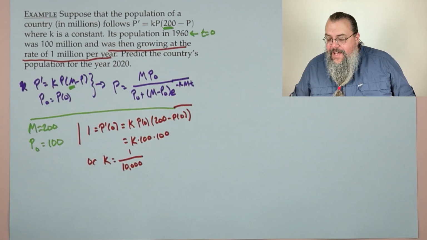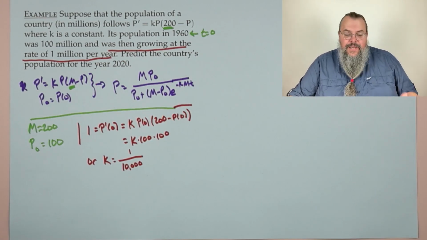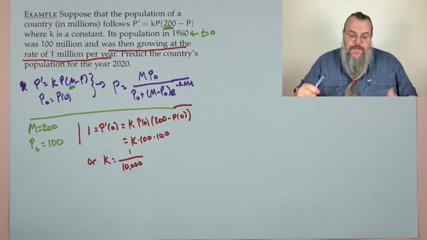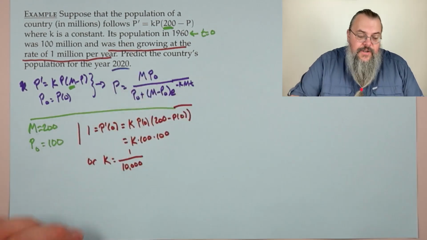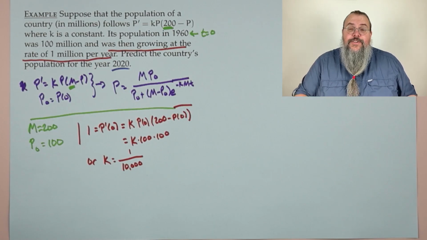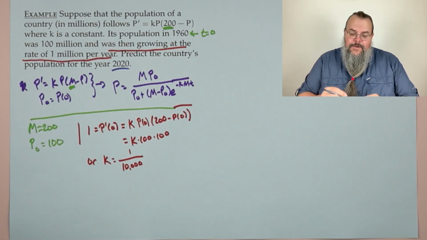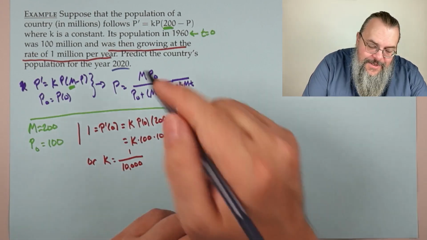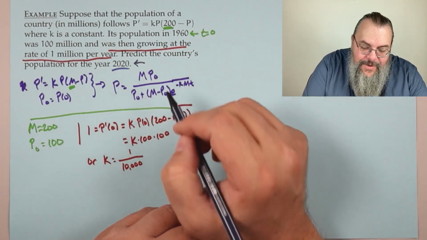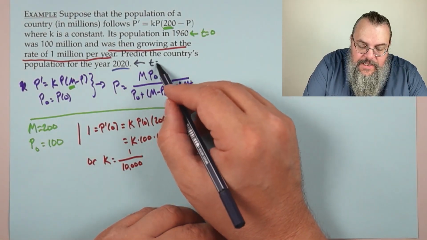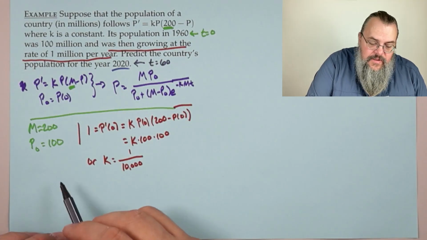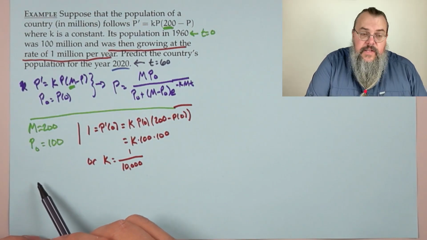Nice. All right, so now we have our P, and we just found our M, we have our K, and what do we need? Well, we need our population in the year 2020. Wow. To think, what will life be like in the year 2020? Who knows? Well, if we're patient, someday we'll find out. All right, so what does that correspond to? Well, that corresponds to t equals 60. Because we set t equals 0 to be 1960, so 2020 is 60 years later.